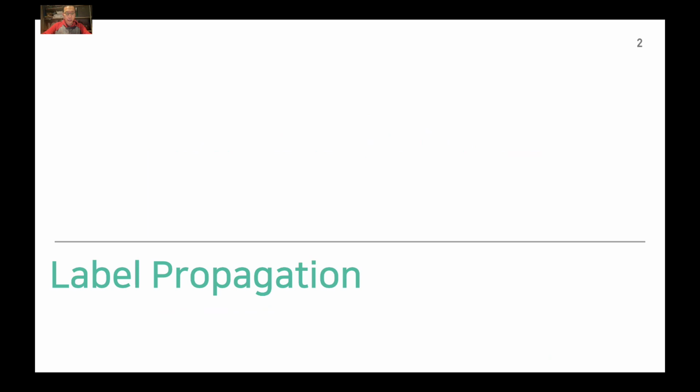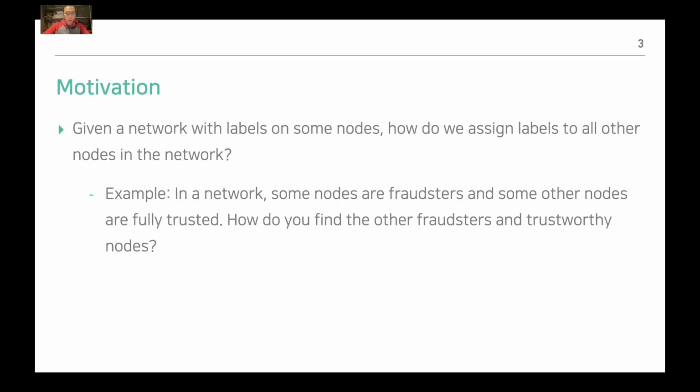Today's lecture is about label propagation. So let me ask you a question. Given a network with labels on some nodes, how do we assign labels to all other nodes in the network? Which is related to node classification.